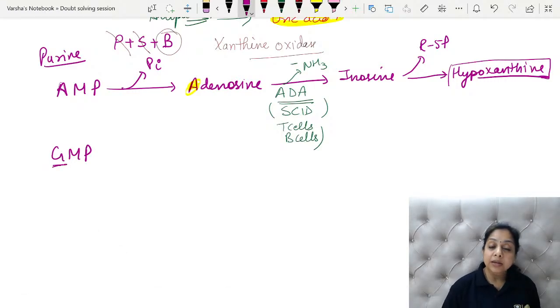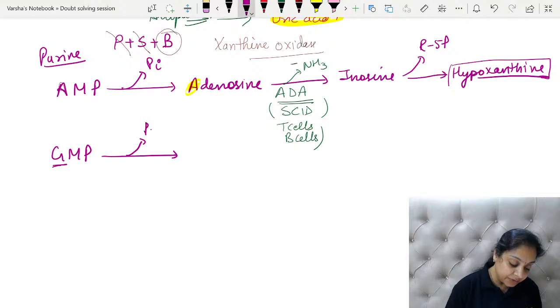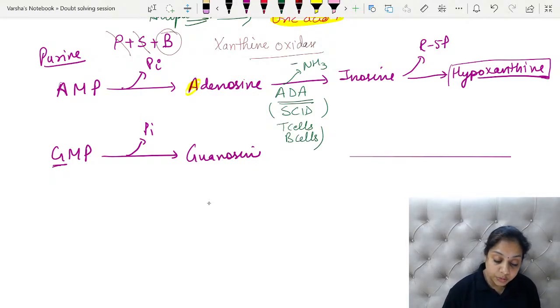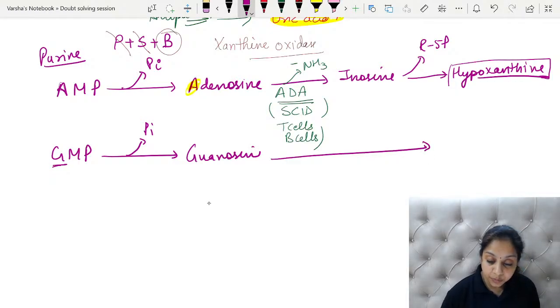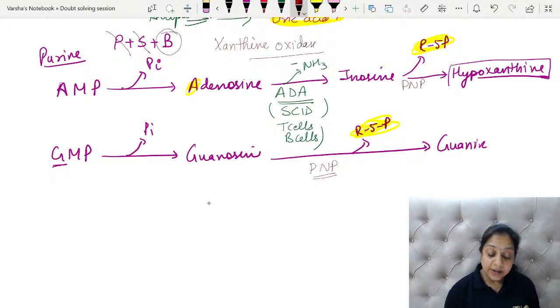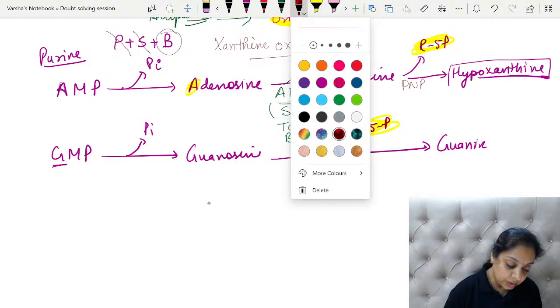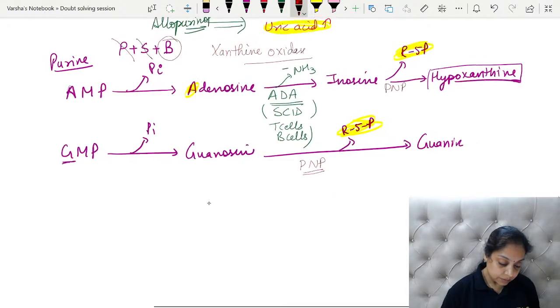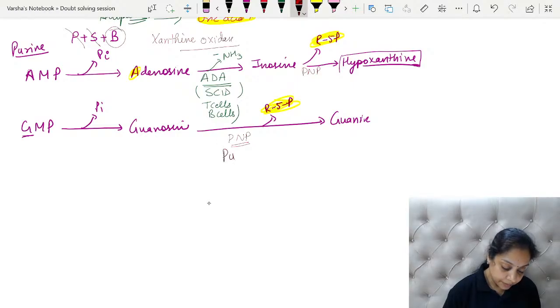Now, if you will degrade the GMP, same way you will remove the phosphate first, then you are left with guanosine. Right? Guanosine do not have amino group, so deamination का step ही नहीं है. Right? And then you will be left with what? You will be left with guanine once you remove the ribose 5 phosphate. Now, ribose 5 phosphate को remove करना, you are removing a sugar, and there is this enzyme known as PNP. PNP removes the ribose phosphate sugar. What is the name? That is purine nucleoside phosphorylase.